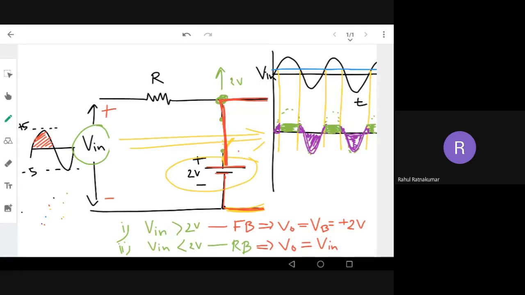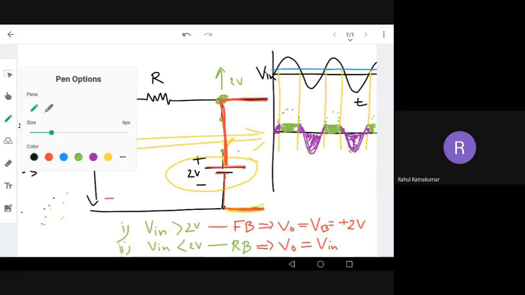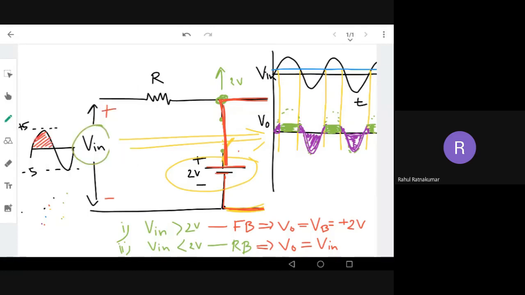Now this is the graph of V output with respect to time. Okay. Now we need to draw the graph of V out versus V in. Okay. 1 minute.